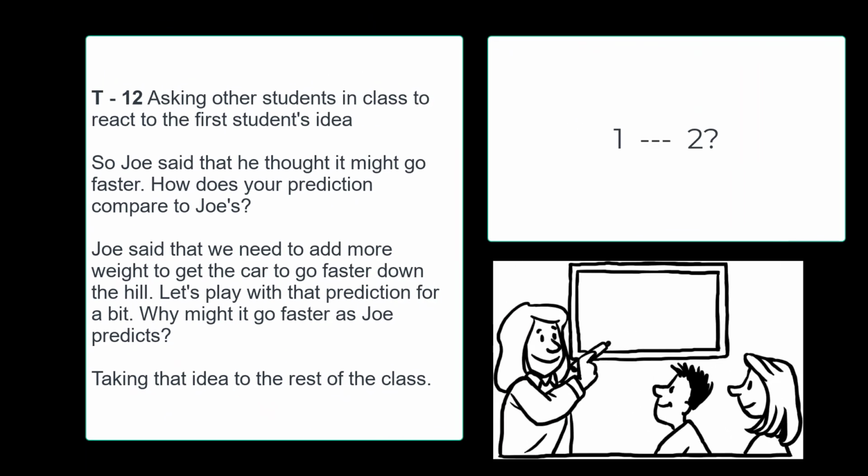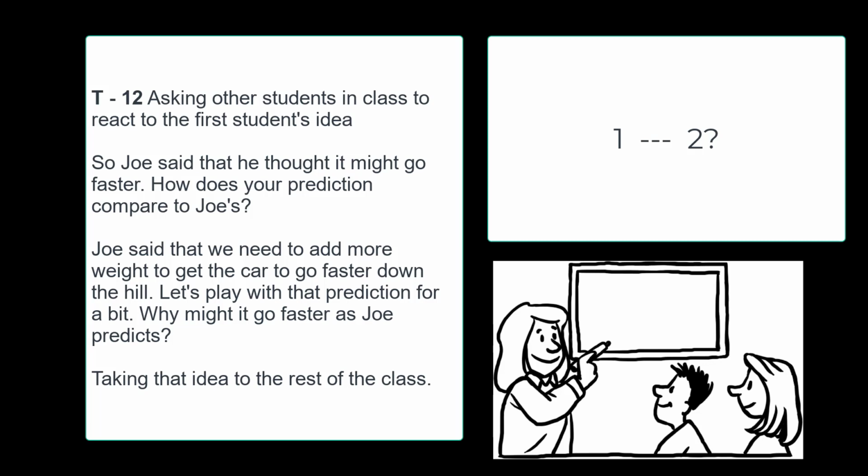A T12 is when we ask other students in class to react to the first student's idea. So we get a student response, and then we say to the rest of the class, something like this. So Joe said he thought it might go faster. How does your prediction compare to Joe's? And we're asking that to the rest of the whole class, perhaps. Or Joe said that we need to add some more weight to get the car to go faster down the hill. Let's play with that prediction for a bit. Why might it go faster as Joe predicts? And again, we're asking and we're looking at the rest of the class. So a T12 is taking a student's idea and playing with it and using it and asking the rest of the class to react to it.